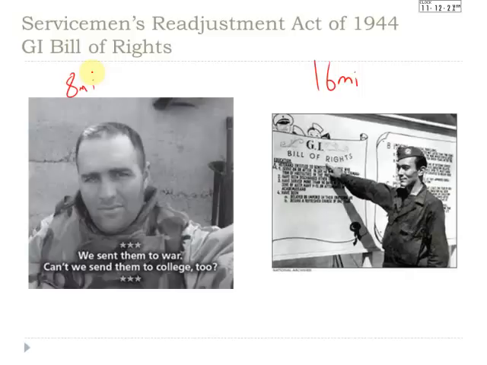So 8 million go to college. It costs us over $14.5 billion to send them to college. But hey, was it worth it? Yeah, because the economy is going to increase so much more than $14.5 billion.